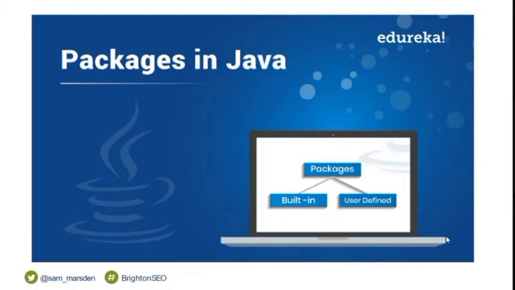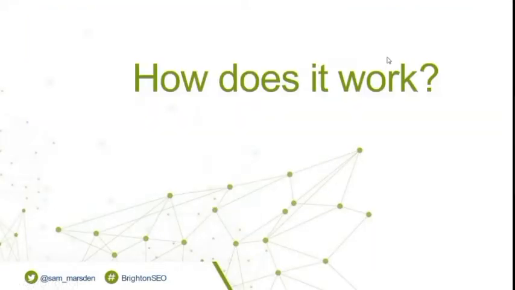And then, how to access a package from another package. There are three ways to access the package from outside the program. The first one, import package.*. The second one, import package.classname. And the third one, fully qualified name. So these are the three ways to access the package from outside the program.